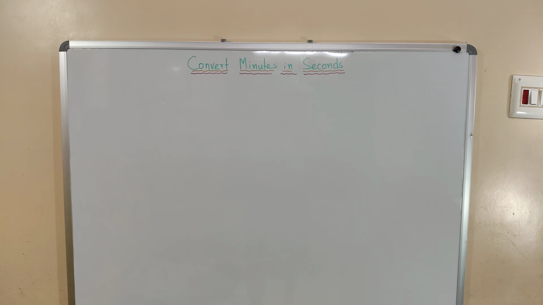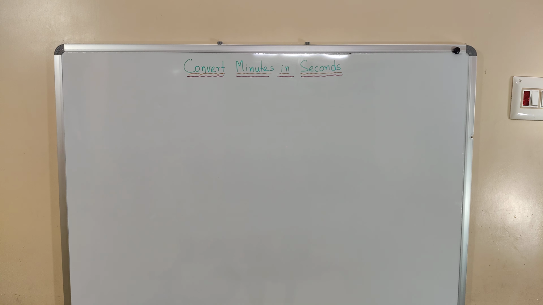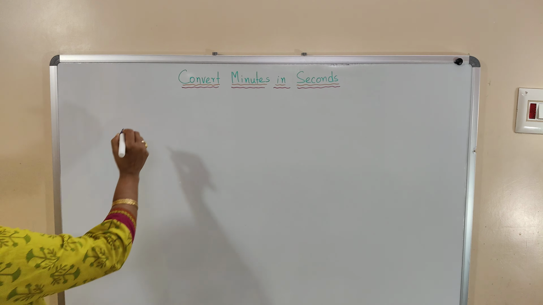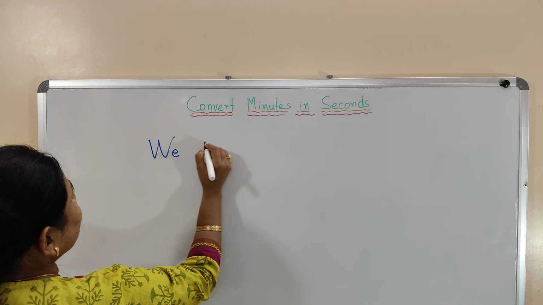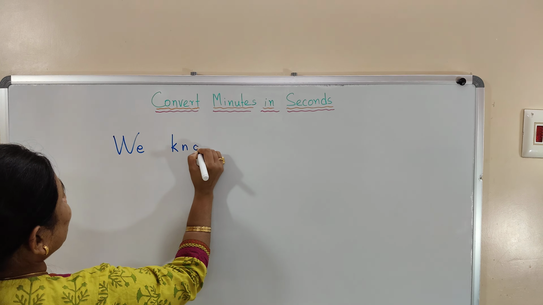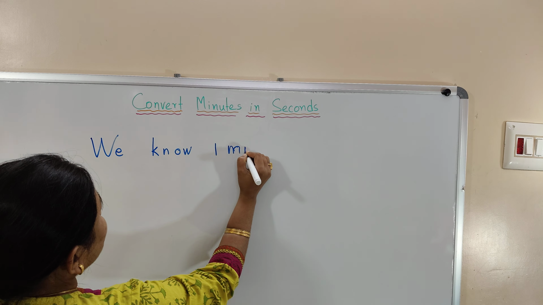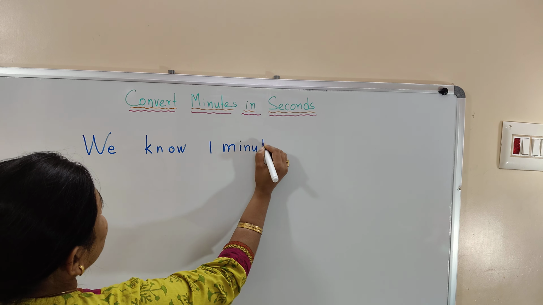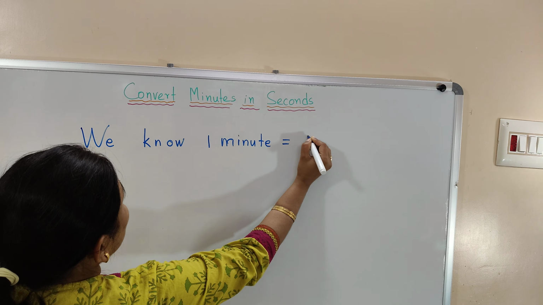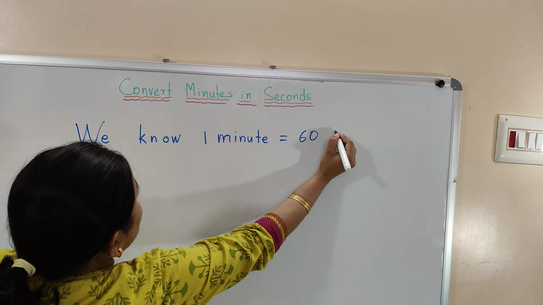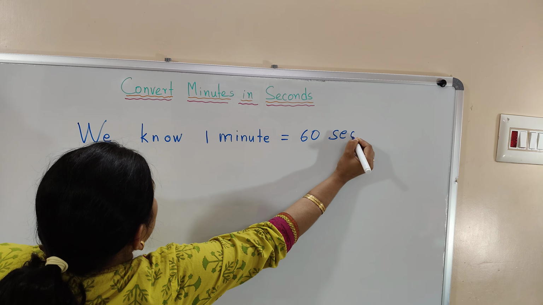Today we will learn how to convert minutes into seconds. We know 1 minute is equal to 60 seconds.